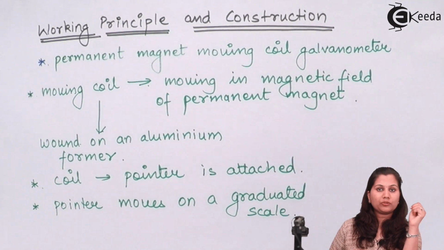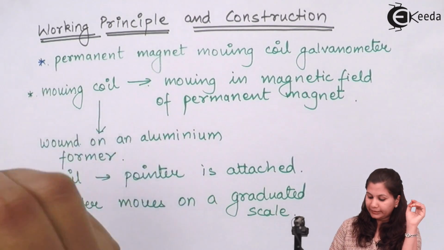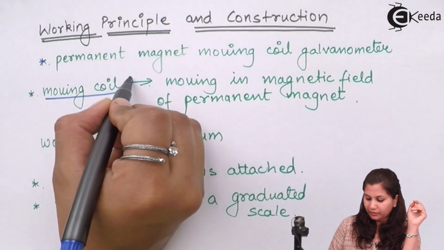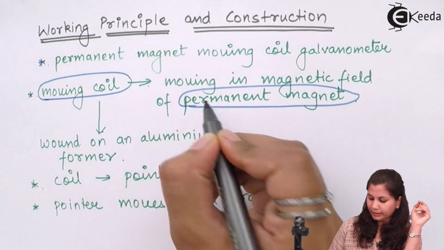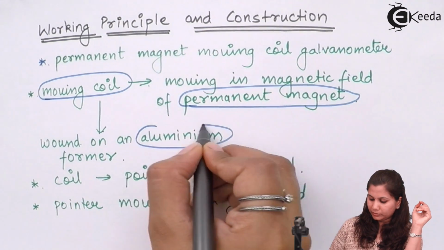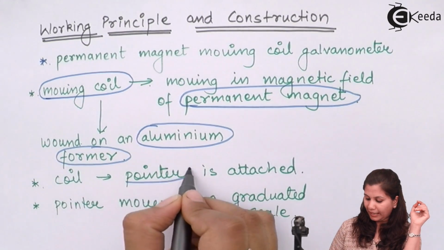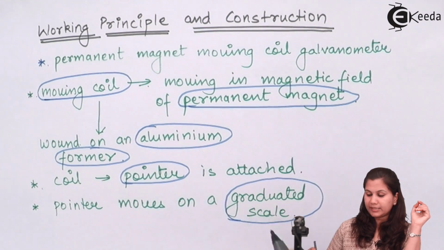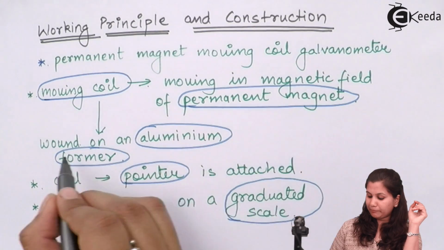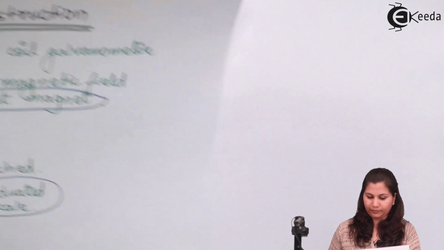If we talk about the main components of the analog multimeter, we have a coil, a permanent magnet, and an aluminium former on which the coil is wound. Then we have a pointer, and the pointer moves over a graduated scale. So these are the main parts of the analog multimeter. Let's see its diagram.